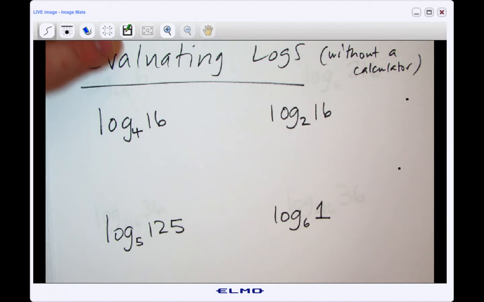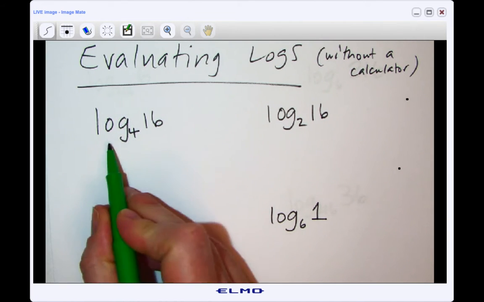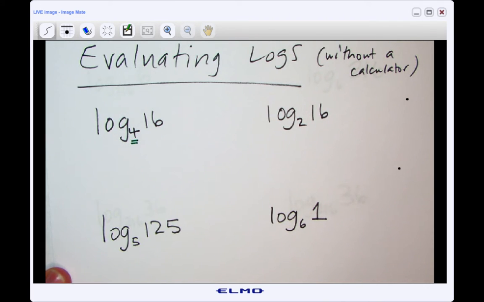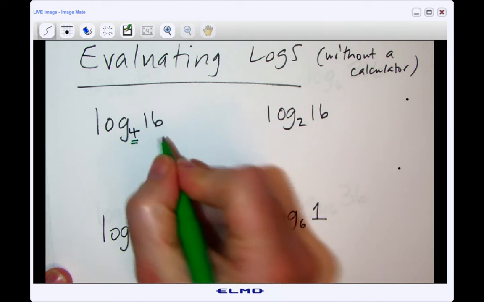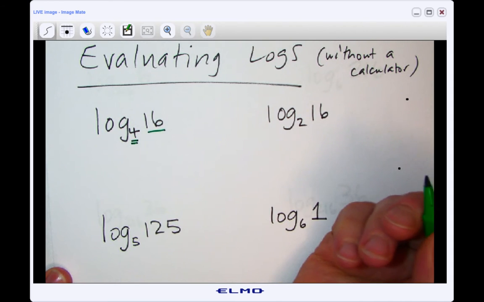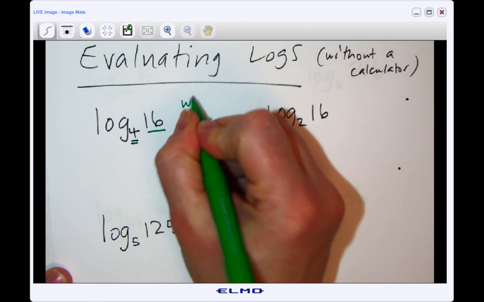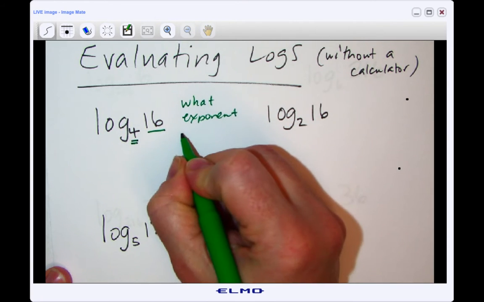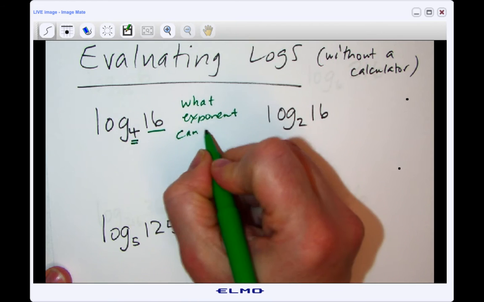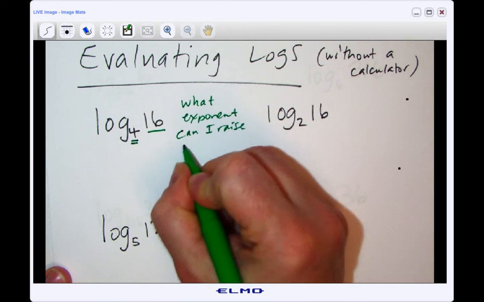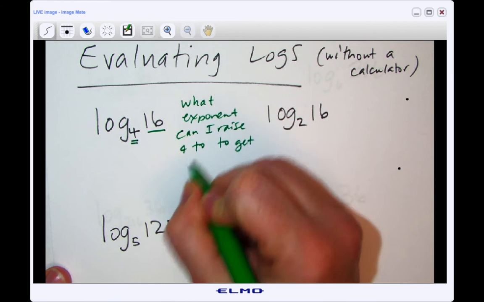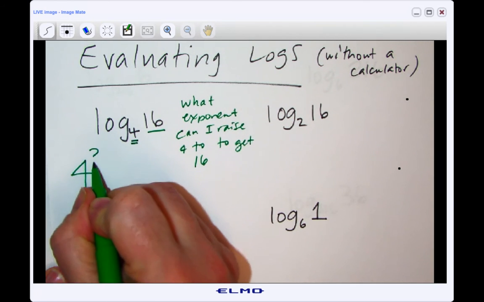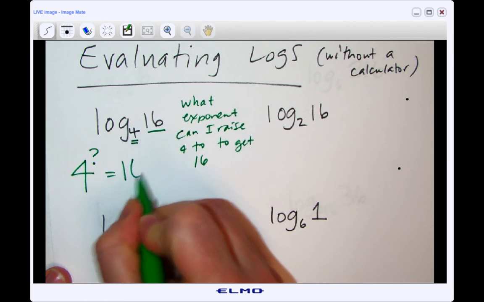So if you remember in our last video, we said that this little expression that we're looking at here basically says if I have an exponential expression with a base 4 and it yields a result of 16, this is asking me what exponent should I use? So what exponent can I raise 4 to get 16? So remember, that's what we're trying to do here, right? So basically it says if I have 4 to the something, that has to equal 16.